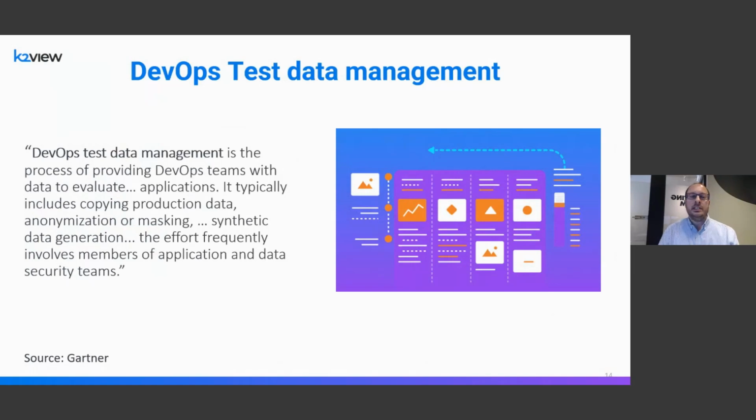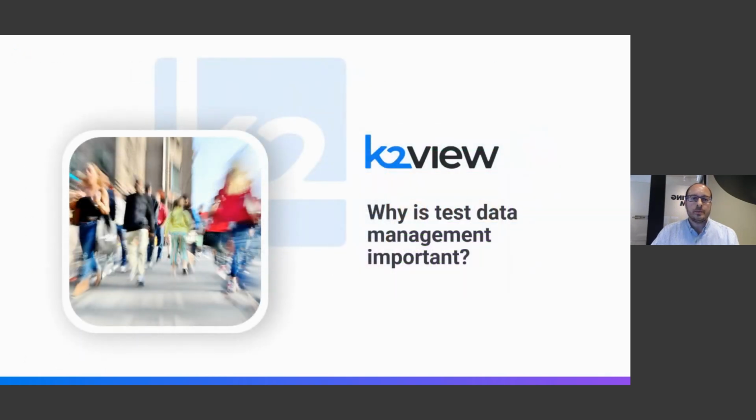So let's define test data management for a moment. Over here, you have Gartner's definition. But to put it more simply, it's the process of enabling DevOps teams to create, anonymize, and provision data for software testing. Gartner says that in some cases, synthetic data generation may be appropriate, and we're going to talk about that. We're going to discuss today how a DevOps approach to a traditionally manual process can accelerate software delivery and improve quality.